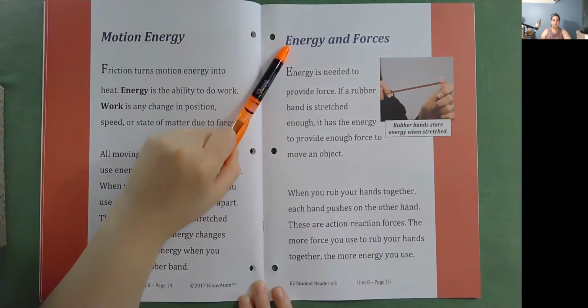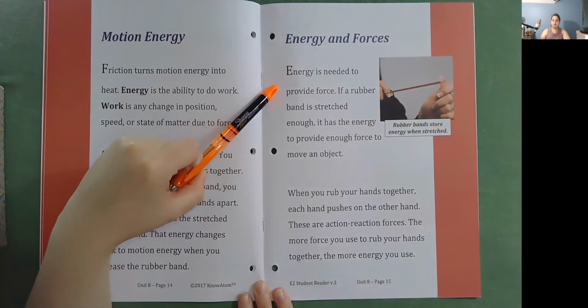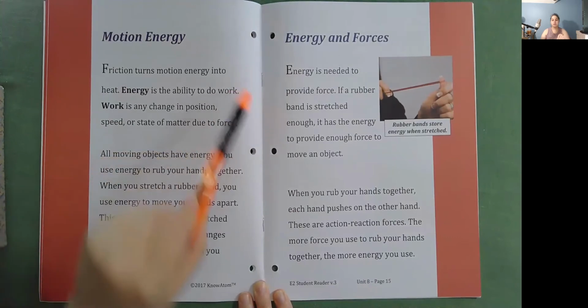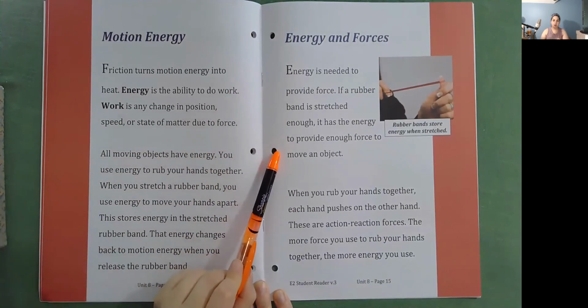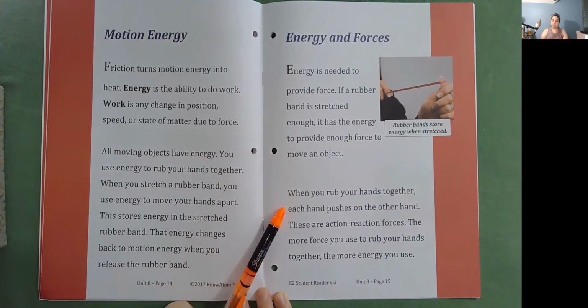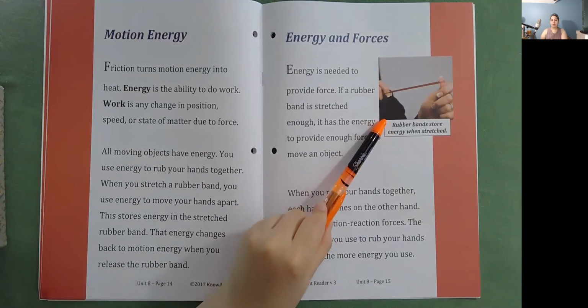Energy and forces. Energy is needed to provide force. If a rubber band is stretched enough, it has the energy to provide enough force to move an object. When you rub your hands together, each hand pushes on the other hand. These are action-reaction forces. The more force you use to rub your hands together, the more energy you use. Rubber bands store energy when stretched.